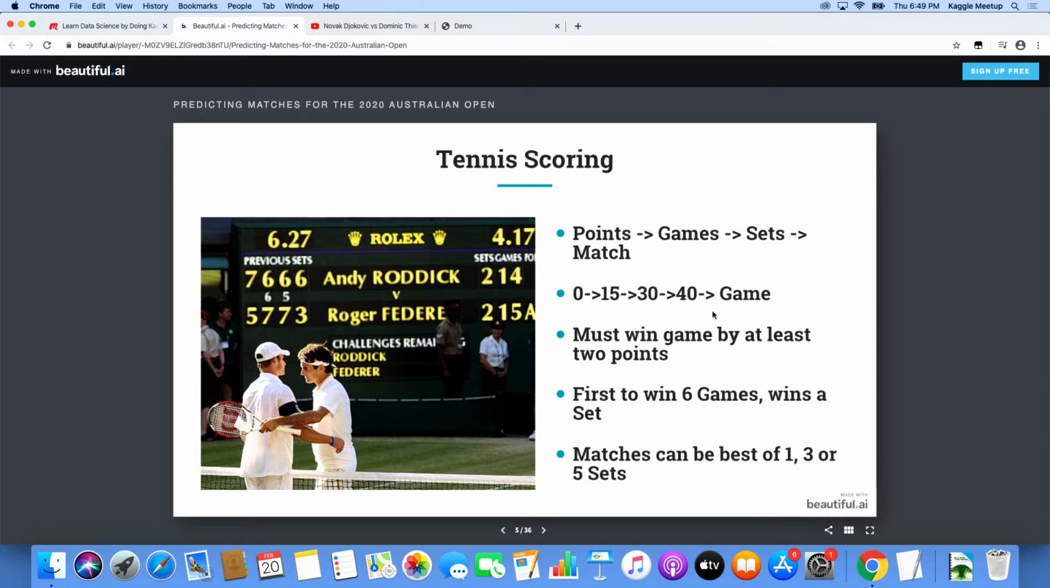So the smallest unit of scoring is a point, which is what you just saw then. If you win enough points, you win a game. If you win enough games, you win a set. And depending on the format of the match, if you win enough sets, you win the match, right? The way they count points is a little bit weird.